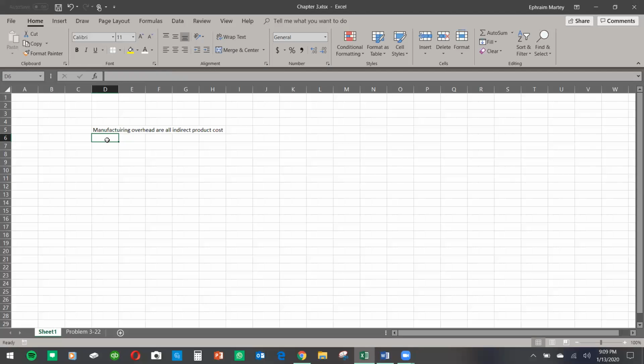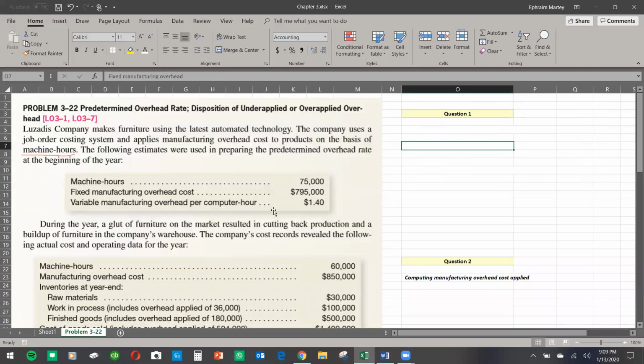directly. For example, glue used in manufacturing, you can't trace it, you can't touch it. A supervisor's salary is considered indirect. The supervisor in the factory is considered indirect because the supervisor doesn't offer touch labor. The assembly workers are direct. They are considered a direct cost because they offer touch labor. They can be physically traced. Okay, so that is how to classify manufacturing overhead cost. All indirect manufacturing costs are considered manufacturing overhead.